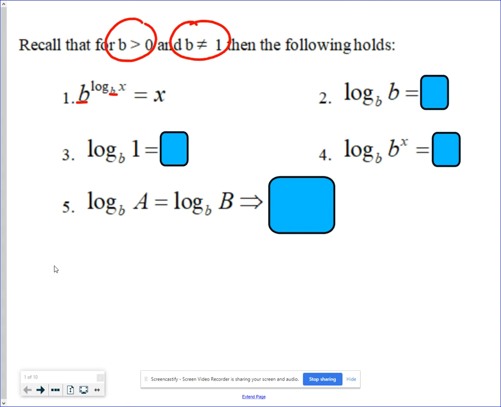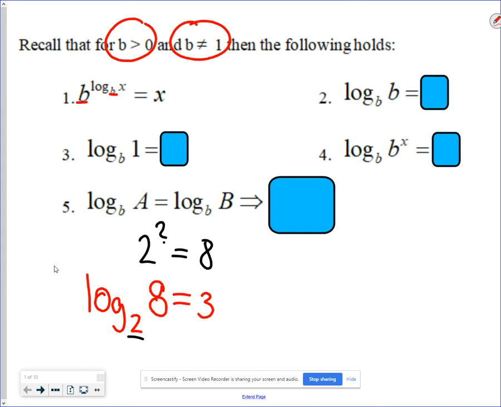All right, so let's look at number 2 here. We got log base b of b. How do we solve that? Well, you know how to solve problems like this. If you have log base 2 of 8, you should be able to solve that. Because basically, you can do this in your head. The 2 is your base. You're asking yourself, 2 to what power is 8? 3.